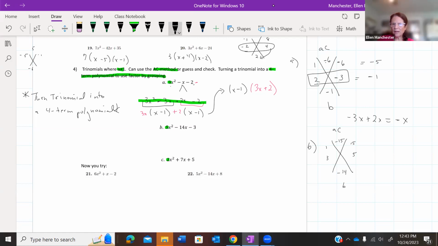Right? The only way to get negative is if one of these factors has to be negative. Well, my bigger number has to be negative because my bottom is negative 14. So the only factors that work, that when multiplied I get negative 15 and added I get negative 14, is right here. Because this one is negative 2, so that's not going to work. So I'm going to explode this out. I'm just rewriting it.